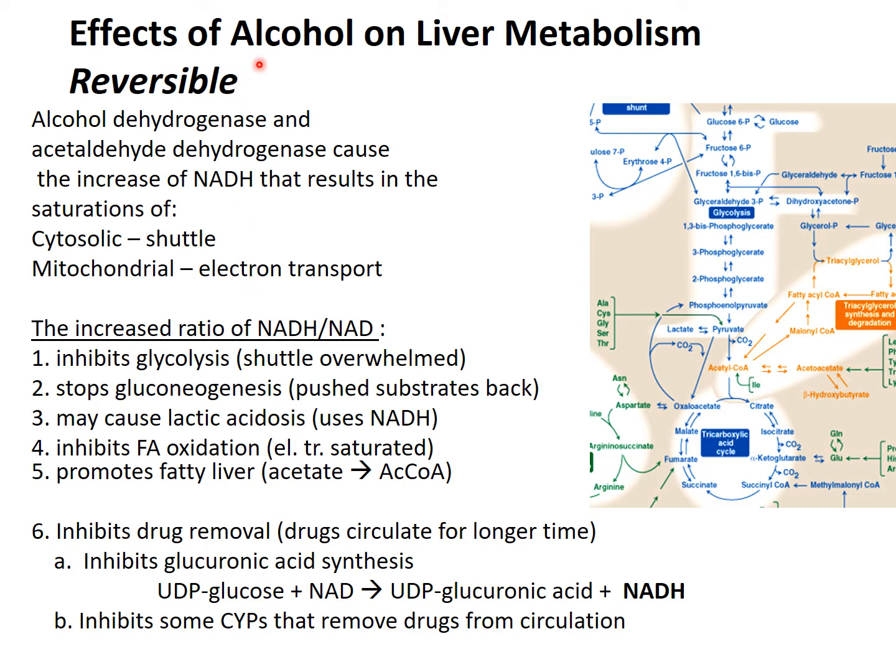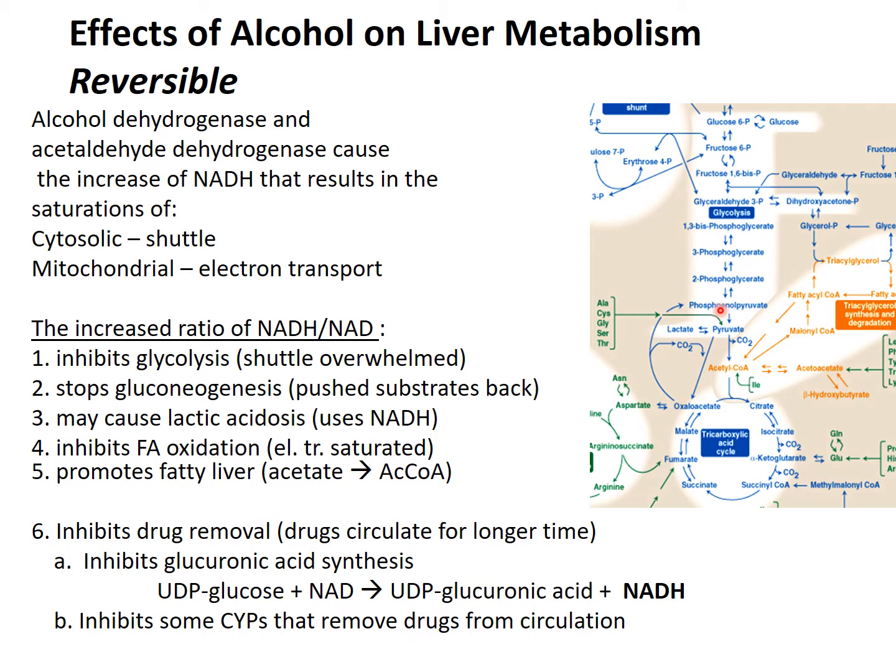However, if we drink alcohol and we produce a lot of NADH, the shuttle will be saturated. If a lot of acetaldehyde is going to the mitochondria, the electron transport chain can also be saturated. So what is the consequence of the high NADH-NAD ratio in metabolism? One is inhibiting glycolysis. You remember glucose, glycolysis, producing NADH. NADH needs to be reoxidized.